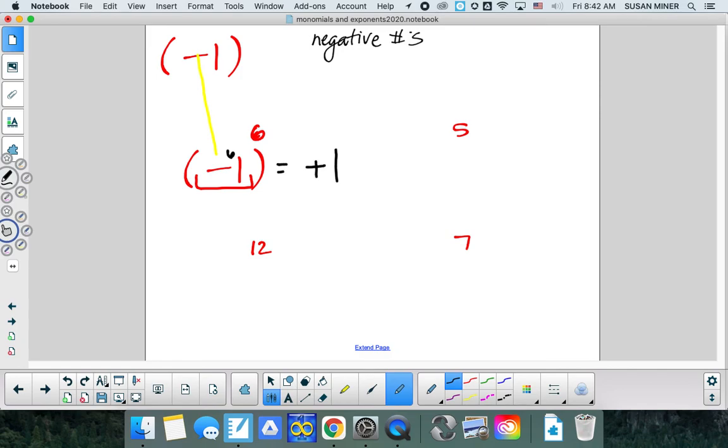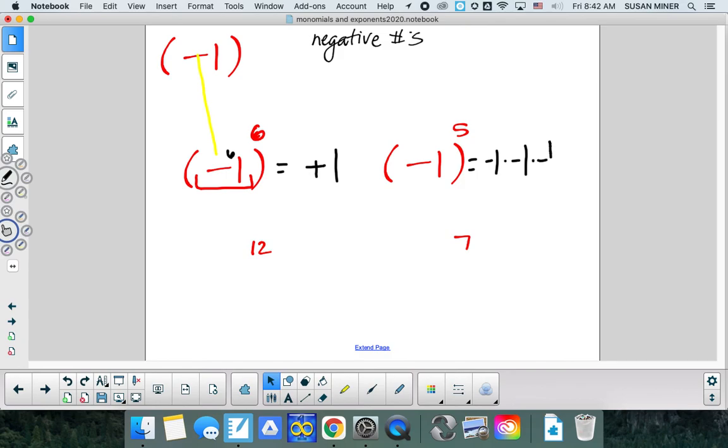What if I have an odd number of negatives? This is telling me take -1 times -1 times -1 times -1 times -1. When I have an odd number, these 2 are going to cancel, these 2 are going to cancel, but I'm going to be left with a negative left over. And so my result here is going to stay negative, just as if there weren't even any parentheses there. This is -1 to the 7th power, and it's still negative.